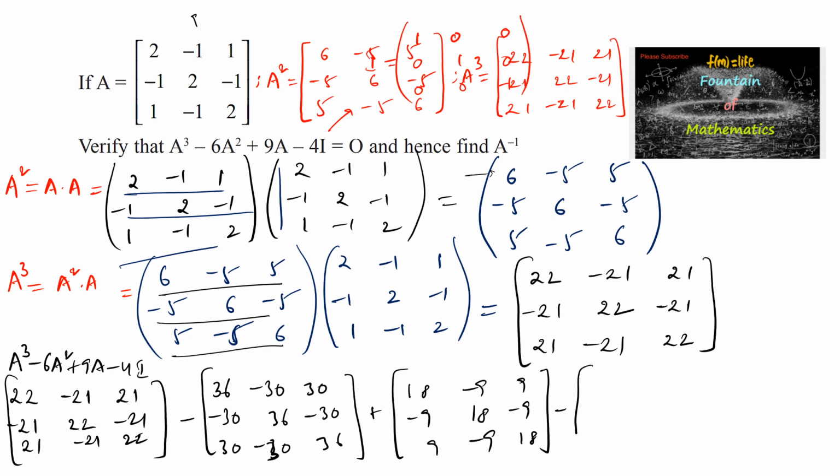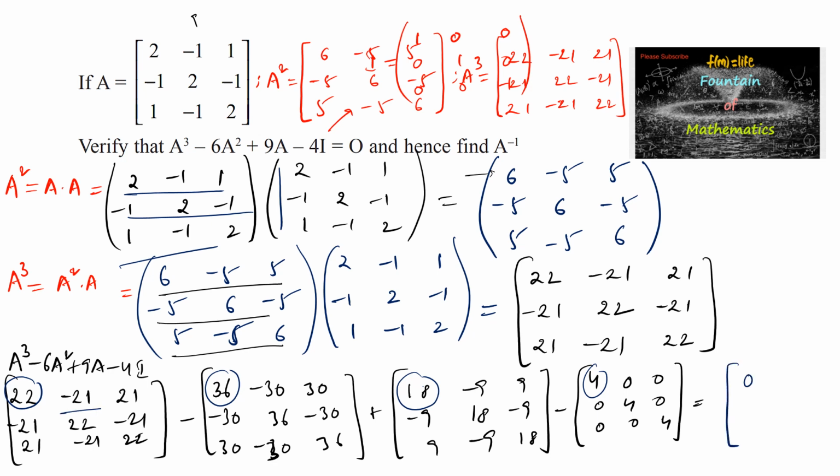Again minus 4 times of an identity matrix, that is 4 0 0 0 4 0 0 0 4. Now let's simplify here. We will be getting 22 minus 36 plus 18 minus 4. So we have 18 minus 4 is 14. So 14 plus 22 is 36. 36 minus 36 is 0. So I can write here 0 is the first element.